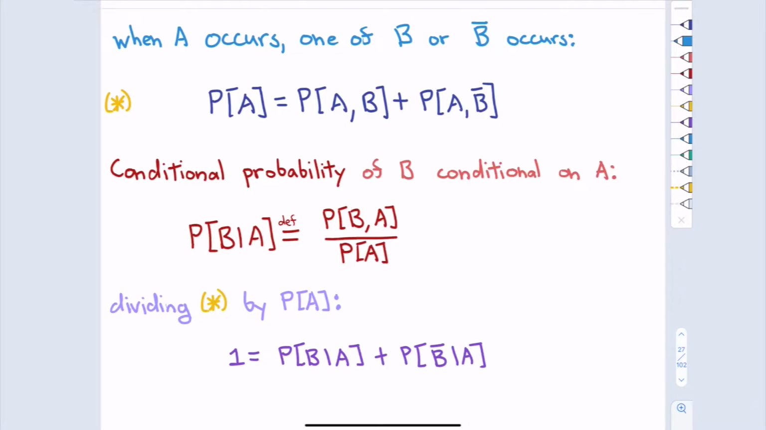Let me talk a little bit about conditional probabilities. If I start from the statement where, given two events A and B, when A occurs, either B occurs or B doesn't occur, right? Okay, fine. So that means that the probability of A occurring is going to be equal to, on one hand, both A and B occurring, plus the probability of A occurring and B not occurring. Fine.